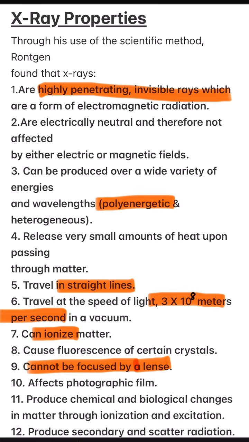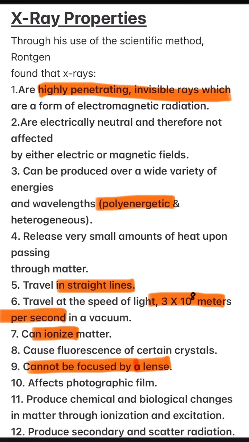After that, the next property is that they affect photographic film. When X-rays pass through the X-ray film, they have the ability to blacken the photographic film. When X-rays fall on a film, they cause a chemical change in the film, which becomes visible to our eyes in the form of the X-ray image.